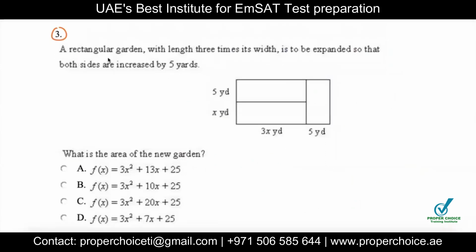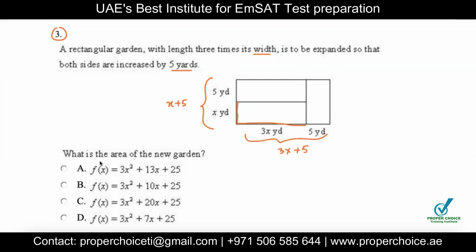Question number 3 is, a rectangular garden with length 3 times its width is to be expanded so that both sides are increased by 5 yards. So here this is a rectangular garden before, x yards by 3x yards. So x is the width and 3x is going to be the length. Now if this has been increased by 5 yards on both sides, the total width of the rectangular garden is going to be x plus 5. And what will be the total length of the rectangular garden now? It's going to be 3x plus 5.